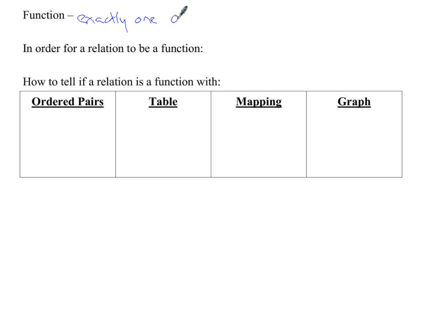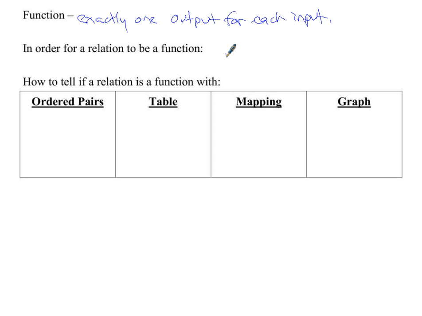one output for each input. What that means is if I plug something into my function, I will get exactly one thing out. If I plug something different in, I will get exactly one thing out. That something different that I get out might be the same as the first output that I got, but I will not get more than one output for any input that I try in my function. If I do, then it is not a function.